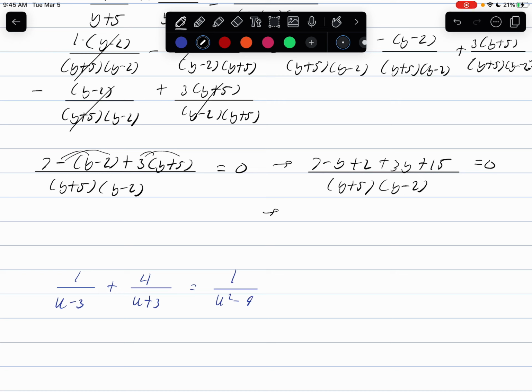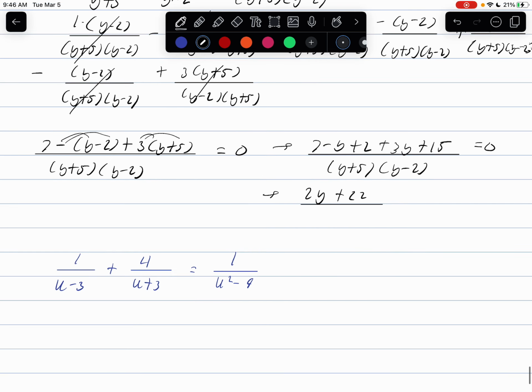Now, if we combine like terms, we have negative y plus 3y. That's going to give us 2y. And then 7 plus 15 gives us plus 22. 2y plus 22 over y plus 5 times y minus 2. Okay, now something to note here.